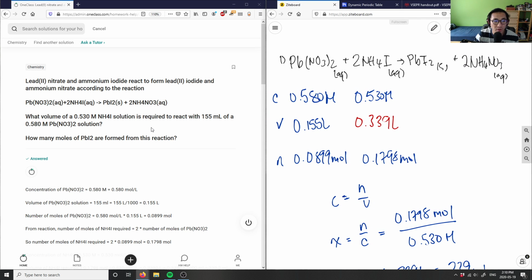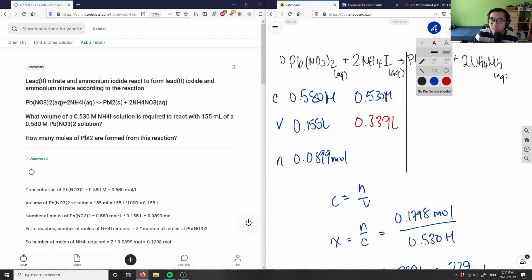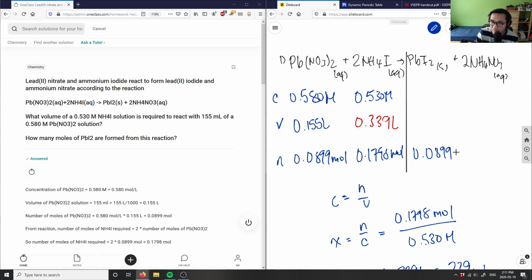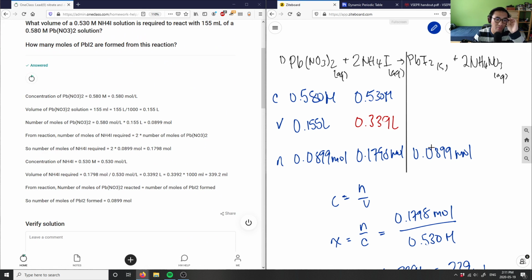And what we want to do now is find how many moles of PbI2 are formed in this reaction. So I want PbI2 here, and let me just draw a line between the products and the reactants here. This was 0.1798 moles. Again, PbI2 here, I don't have a coefficient, so it's a 1-to-1 ratio with the lead nitrate. So it means my moles here is going to be 0.0899 moles. And this will be the number of moles that are being formed as well.